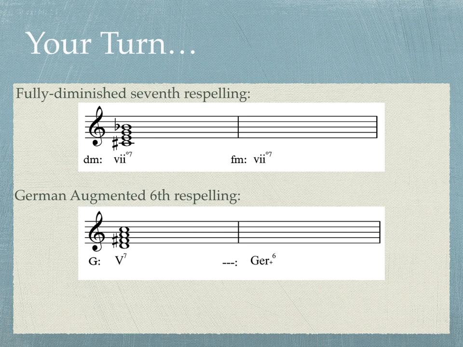Now it's your turn to practice. Respell the fully diminished seventh chord built on C sharp in the key of D minor to be spelled as the seven fully diminished seven in the key of F minor. Then, respell the given dominant 7th chord in the key of G major as an augmented 6th chord, a German augmented 6th chord, and indicate to which key that German augmented 6th chord belongs. Pause the video now if you need more time.